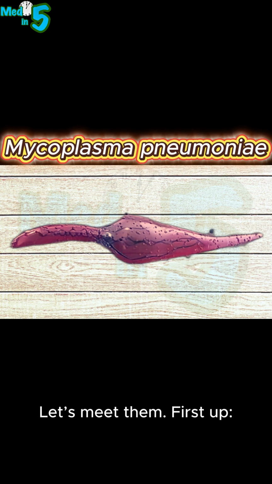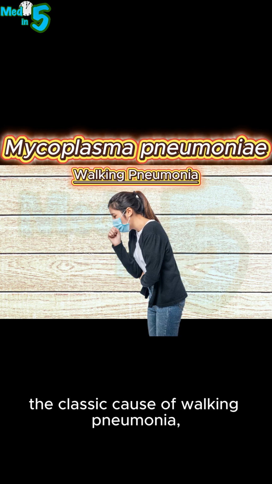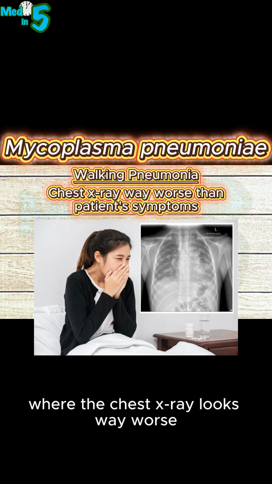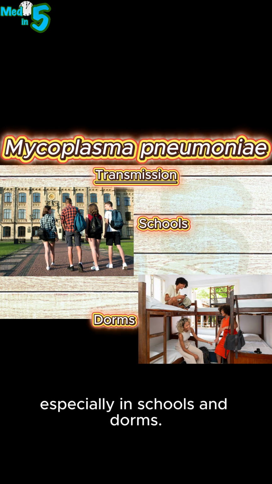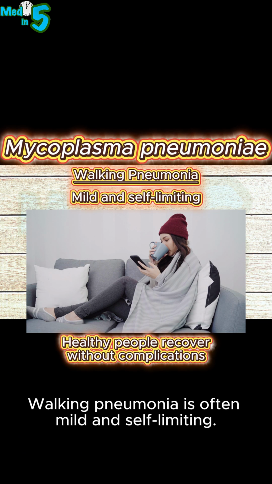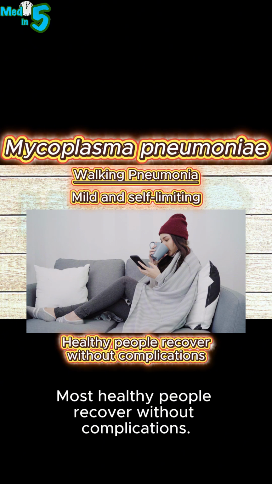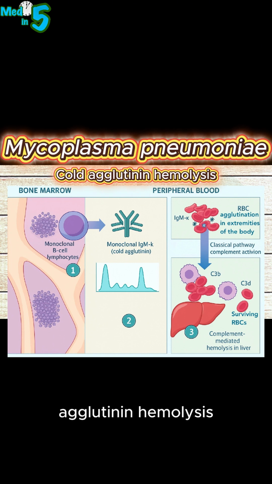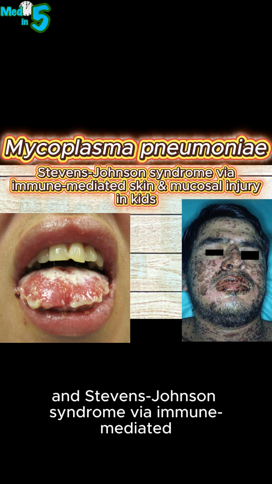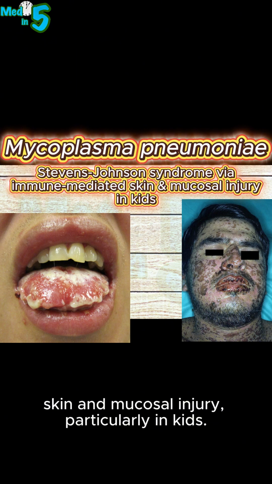Let's meet them. First up, Mycoplasma pneumoniae, the classic cause of walking pneumonia, where the chest X-ray looks way worse than the patient's symptoms. M. pneumoniae spreads through respiratory droplets, especially in schools and dorms. Walking pneumonia is often mild and self-limiting. Most healthy people recover without complications. However, M. pneumoniae can trigger cold agglutinin hemolysis and Stevens-Johnson syndrome via immune-mediated skin and mucosal injury, particularly in kids.